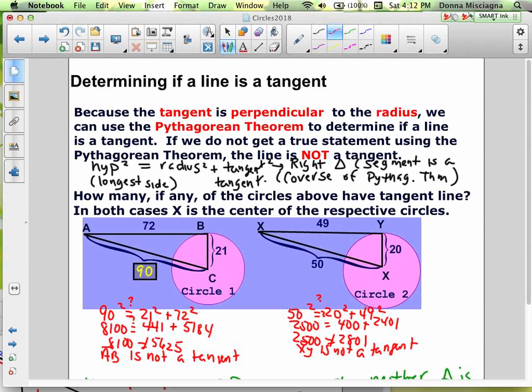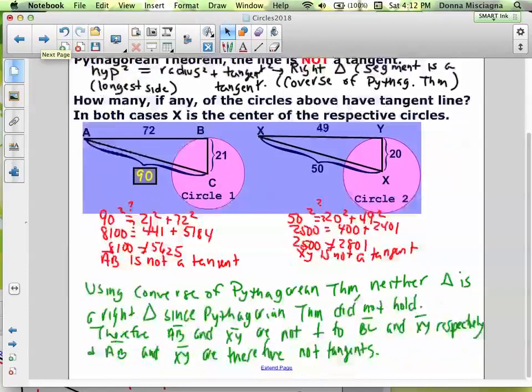And let's review why not. There we go. So using the converse of Pythagorean theorem, neither triangle is a right triangle since Pythagorean theorem did not hold. Therefore, AB and XY are not perpendicular to BC and XY respectively, and AB and XY are therefore not tangents.